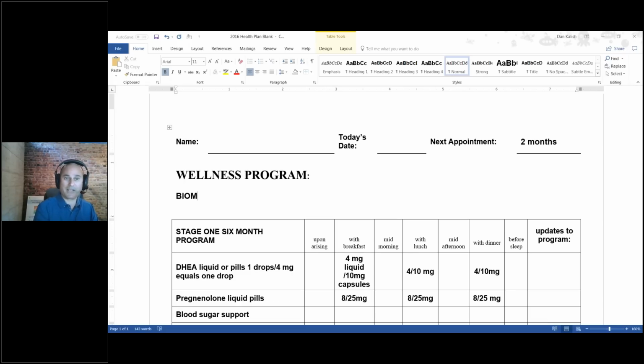Biomatrix makes the drops that I use. There are other companies that make it. Again, I just use Biomatrix because I've been using them for a million years. The liquids work a little bit better than the pills. If you've been using the pills and you never tried the liquids, try 5 or 10 patients on the liquids. I think you'll notice that there's a big difference.